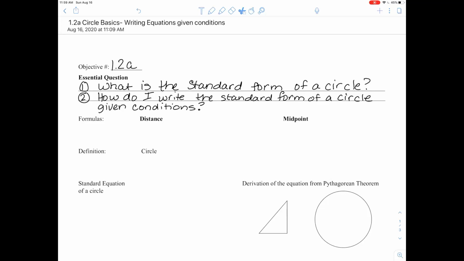Okay, so today's the basics. You're going to have 2 circle assignments this week and 2 ellipses assignments this week. So make sure that you're staying current and not getting behind.